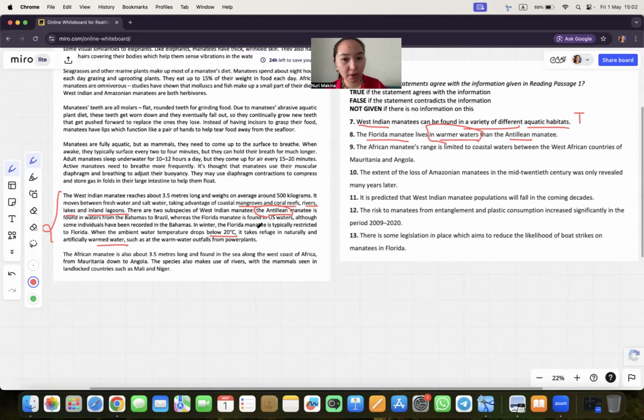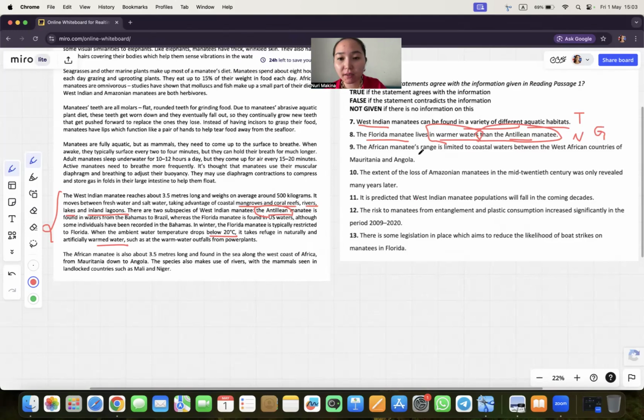Is there anything about comparison? I don't think so. We have nothing about comparison here. The only thing that we have is that when the water gets colder, it moves to artificially warmer water. So, Florida manatee lives in warmer waters? No, we have nothing about that than the Antillean manatee. The keyword also is "than the Antillean manatee." No. We have nothing about that, so the answer is not given.